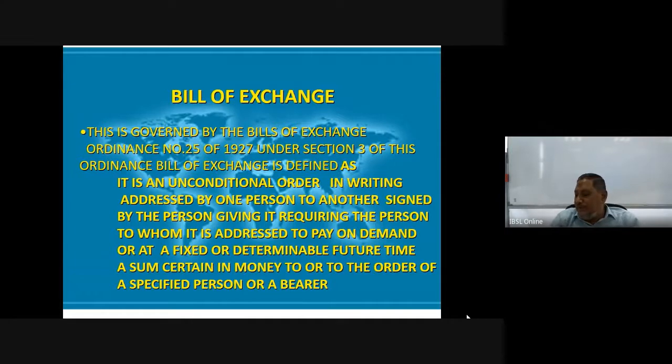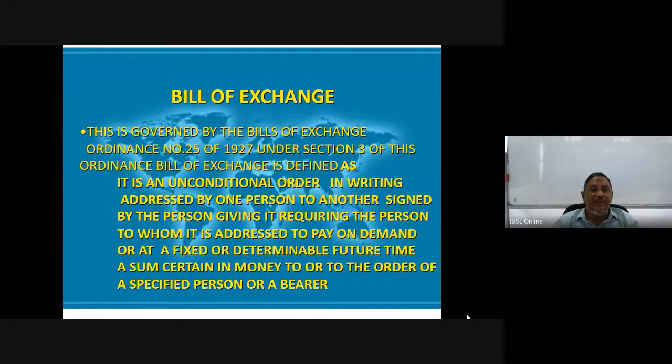The definition of a Bill of Exchange is very long. Simply, it is an unconditional order. There can't be any condition incorporated in the Bill of Exchange, such as after signing a document, or after you deliver the goods, this will be given. Conditions can't be imposed. It should be in writing, not verbal, addressed by one person to another, signed by the person giving it.